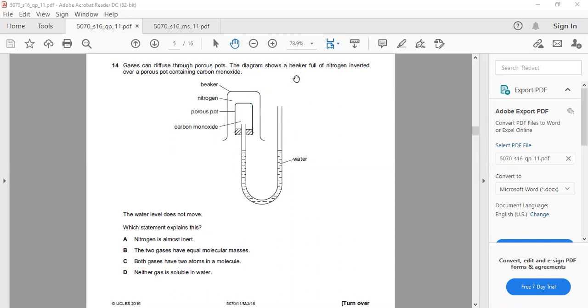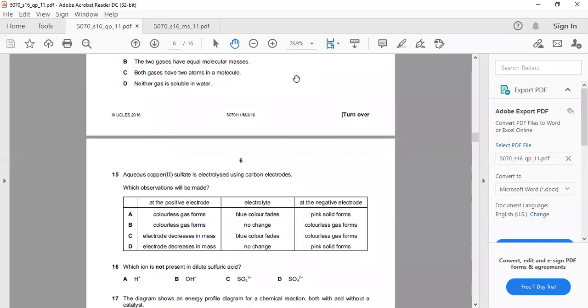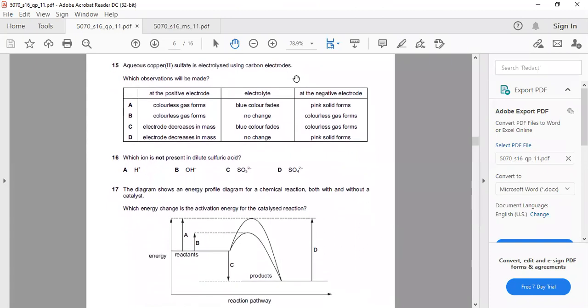So 14 is... 15 is about electrolysis. Whenever an electrolysis question comes, I ask my students to write all the ions: H, OH, because aqueous means H plus, OH, copper and sulfate. Sulfate never discharges in aqueous solution, keep that in mind. And first you see the inert electrode or copper sulfate.